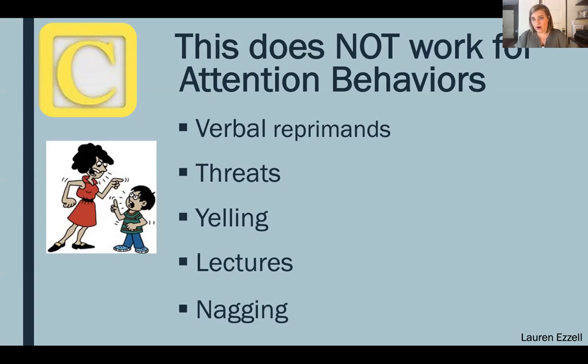Now, don't worry. You're probably thinking, well, that's just going to let them get away with it. That's not true, because they can't get away with the behavior if you are not reinforcing it. So if a student's behavior is attention maintained and you give them that attention, that's actually how they get away with it. Okay? By ignoring an attention-seeking behavior, you are actually not letting them get away with it.